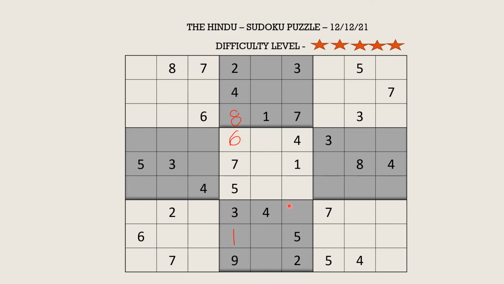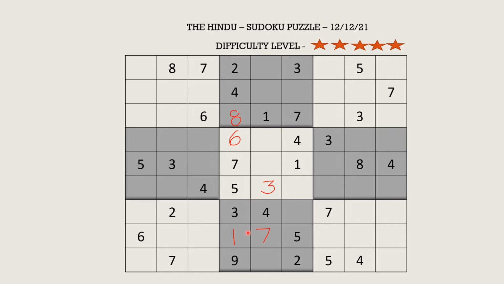Then moving around, we have a 3 here and a 3 blocking here and a 3 here. So this cell takes 3. There is a 7 here, it blocks here, and there is a 7 from here blocking. So this cell takes 7.